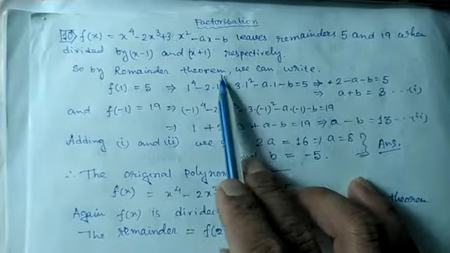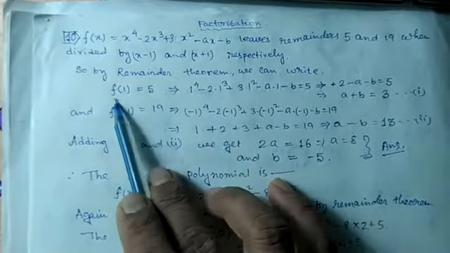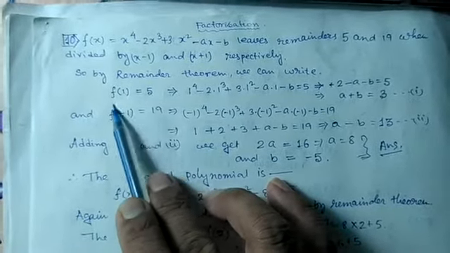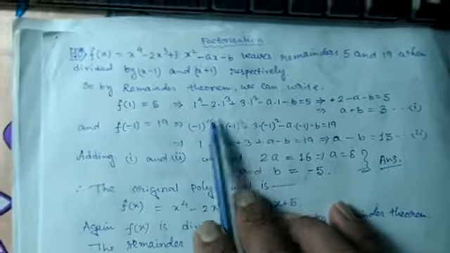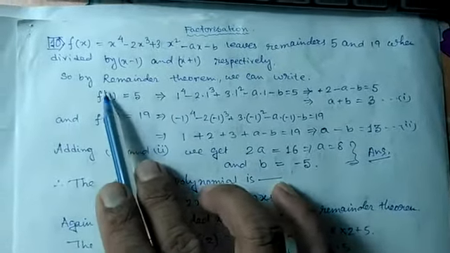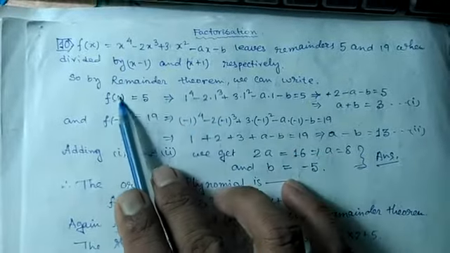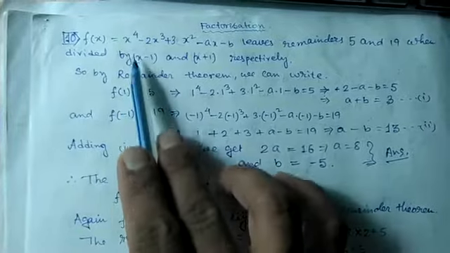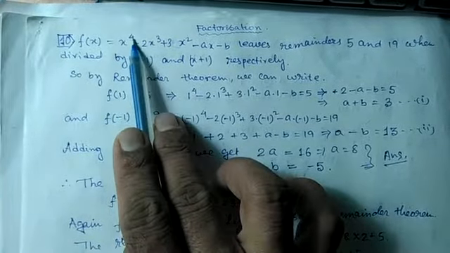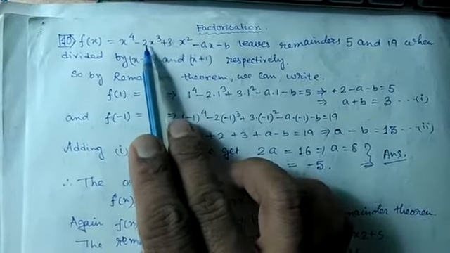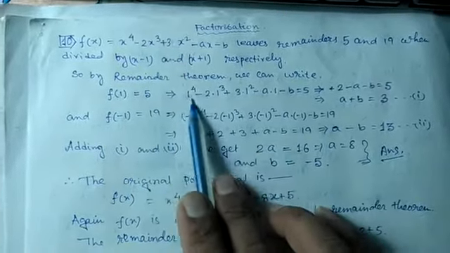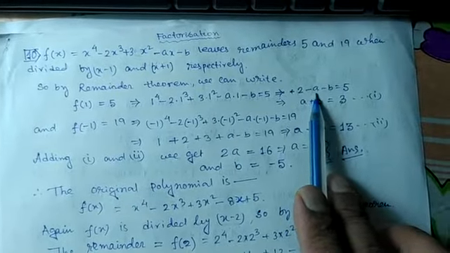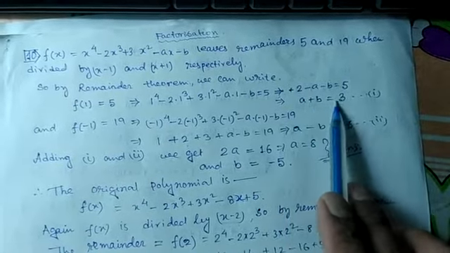By the remainder theorem, you know that f of alpha is the remainder, and here f of 1 is the remainder, and it is already given that f of 1 is 5, so I wrote here like this. Now if f of x is equal to this, then f of 1 will be, in place of x we will put 1. So here x to the power 4 means 1 to the power 4, 2x cube means 2 into 1 to the power 3. Like this I wrote, and I got an equation that is a plus b is equal to 3.